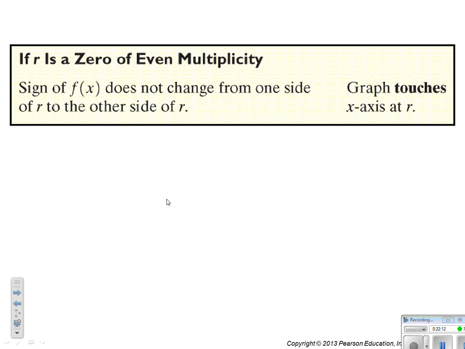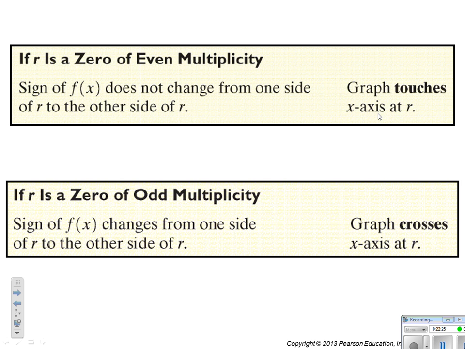If r is a 0 of even multiplicity, the sign of f of x does not change from one side to the other. The graph touches. That's what we just saw. Just touches it. Just says hello and goodbye. If r is a 0 of odd multiplicity, then it crosses. So if it's a second power, it'll tap. If it's a third power, it'll go ahead and cross. Just kind of like a swimmer versus a parabola.